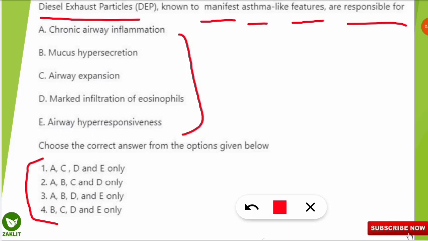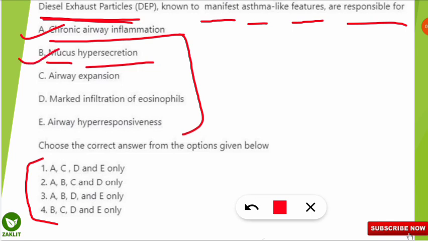Before revealing the answer, we will go through them one by one. These diesel exhaust particles are inhaled in our body and they cause chronic airway inflammation. So there is inflammation in the air passage in our body. This is correct. Next, they also cause mucus hypersecretion. The mucus layer in our airway path in our lungs undergoes hypersecretion; the mucus secretes much more than the normal quantity.